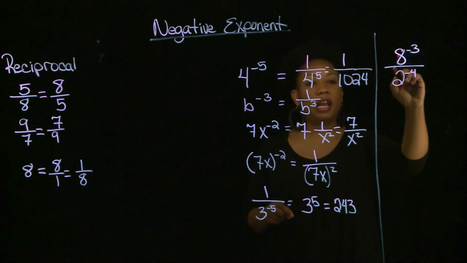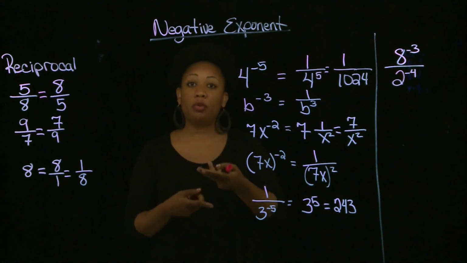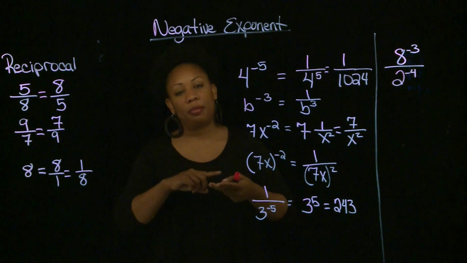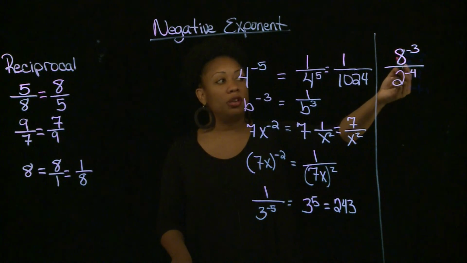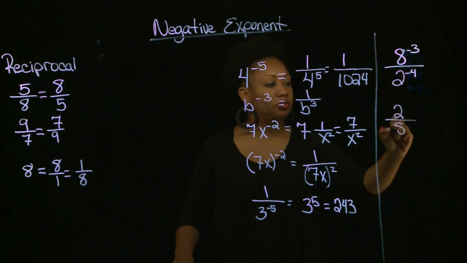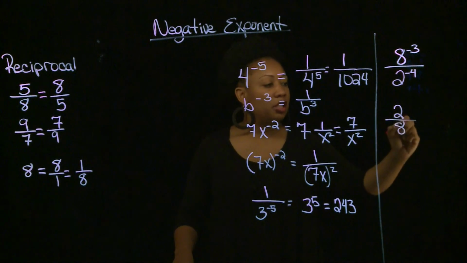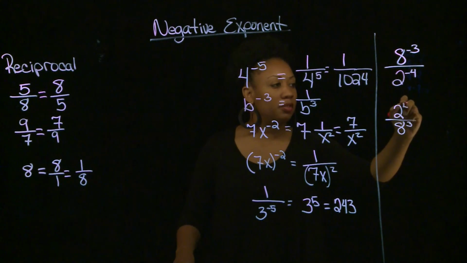All right, so the last type of problem is, for instance, you can have a fraction where both of your exponents are negative. So it's just like we've been doing before, and we're going to flip it, and then when we flip it, the exponents are going to be positive. So the reciprocal of 8 over 2 is 2 over 8. Now this 3 is going to become positive, and this 4 is going to become positive.